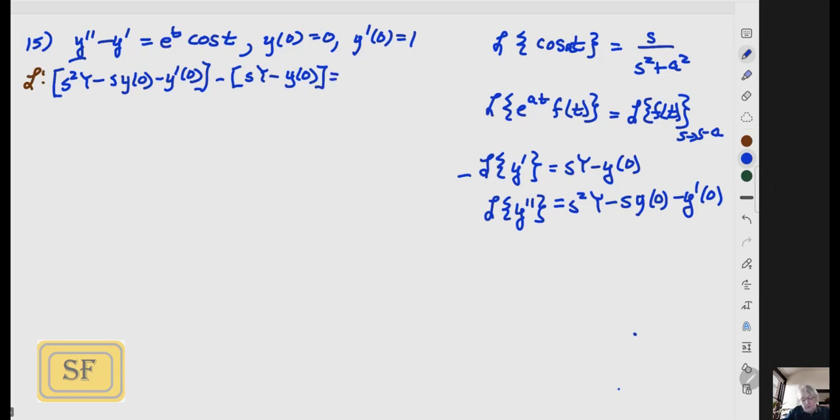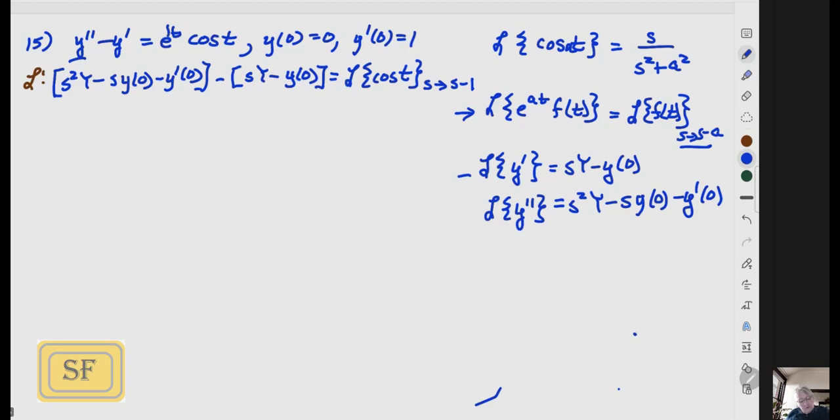So this one is our shifting theorem. And that e to the t is going to give us a shift in s. So I'm going to get the Laplace of cosine of t. And then once I write that down, I'm going to shift the s to s minus 1. My coefficient here is a positive 1.